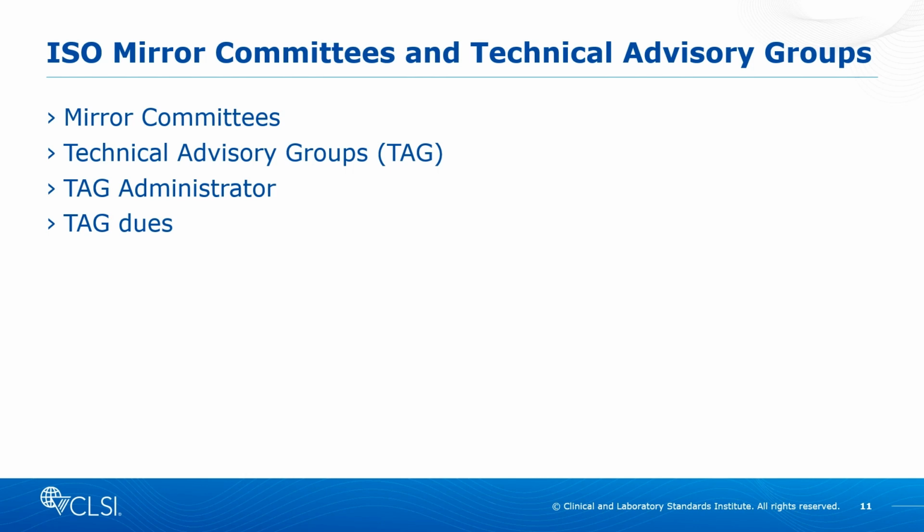The TC212 committee manager posts documents for voting and commenting. The documents then go to all the NMBs. This includes ANSI, which is responsible for providing the U.S. vote and comments. TAG members pay dues to CLSI to cover the administrative fee. CLSI pays ANSI to manage the TC and TAG.